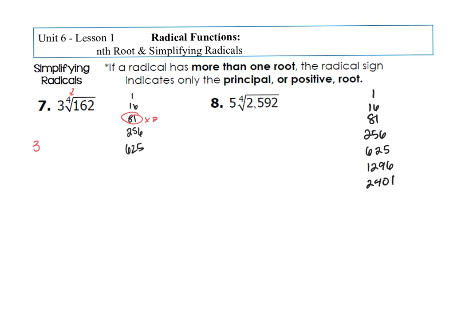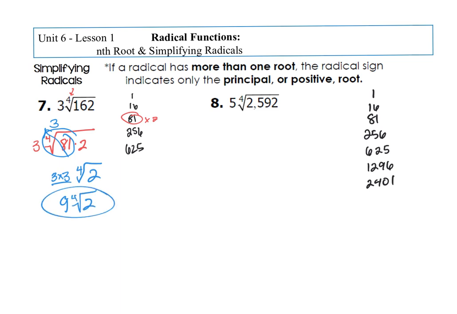So we'll rewrite this as 3, and then we have the fourth root of 81 times 2. Okay, the part I like is the 81. There is a fourth root of 81. That fourth root is 3. So that 3 comes out. There was already a 3 on the outside. So we have the 3 times 3, and then the fourth root of 2. 3 times 3 is 9. So 9, fourth root 2 is our answer.